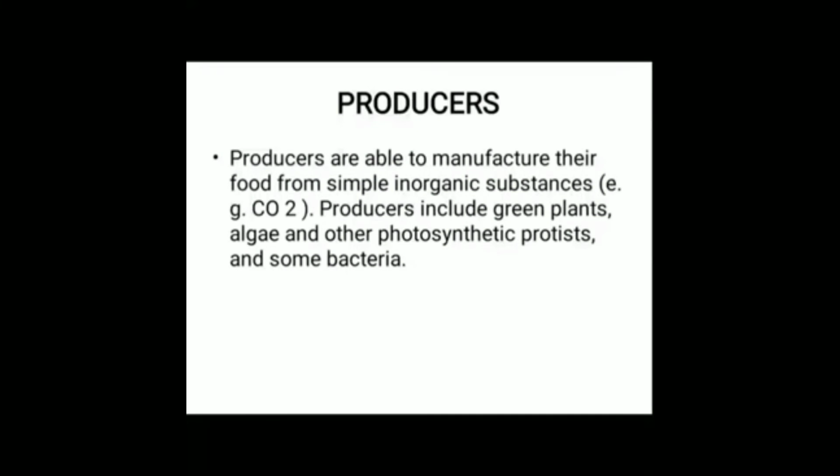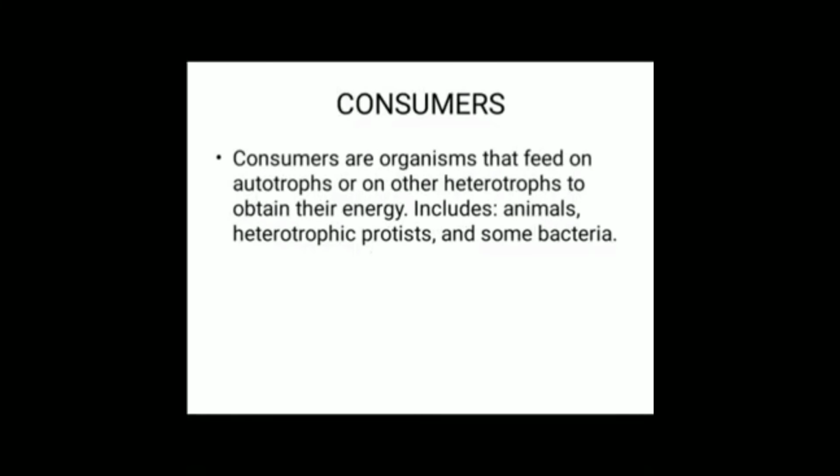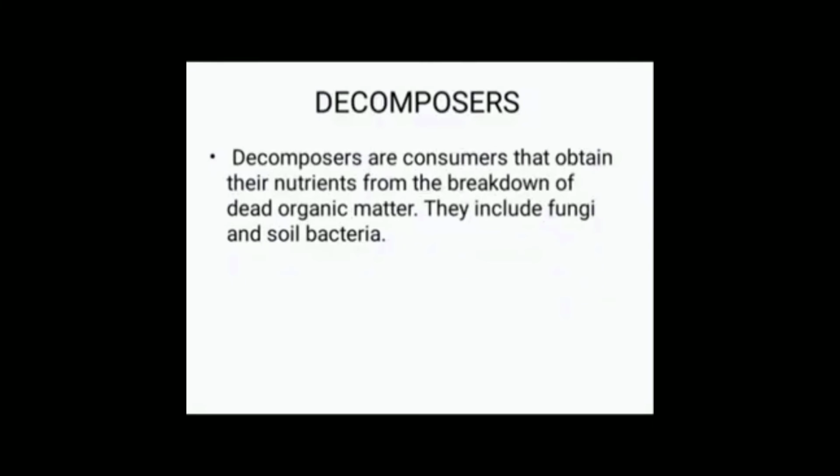Producers are able to manufacture their food from simple inorganic substances. Producers include green plants, algae, other photosynthetic protists, and some bacteria. Consumers are organisms that feed on autotrophs or on other heterotrophs to obtain their energy. This includes animals, heterotrophic protists, and some bacteria. Decomposers are consumers that obtain their nutrients from the breakdown of dead organic matter. They include fungi and soil bacteria.